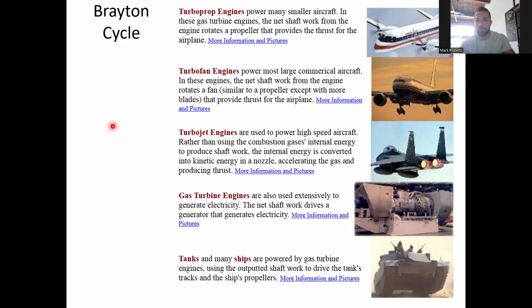So turboprop planes use the compression and then the expansion of the gas to spin the props. We have turbofans, the large commercial jets. Again, these operate with the Brayton cycle. Turbojet engines are slightly different. They use a similar process, but they convert the internal energy into kinetic energy using a nozzle, and that generates the thrust. And many tanks and ships can use these types of Brayton cycle processes to propel that machinery.